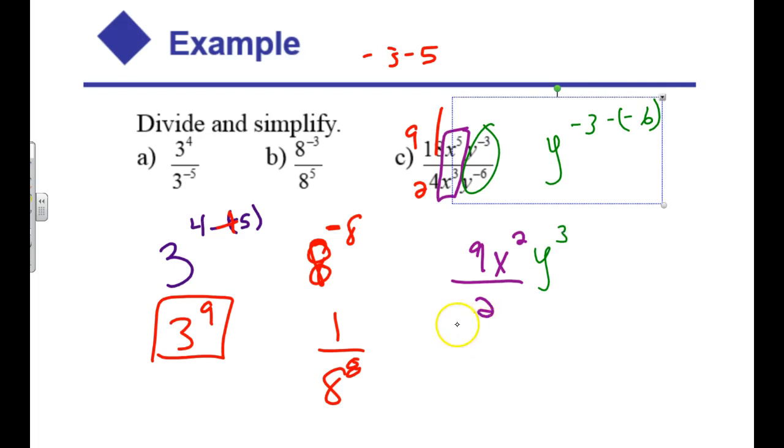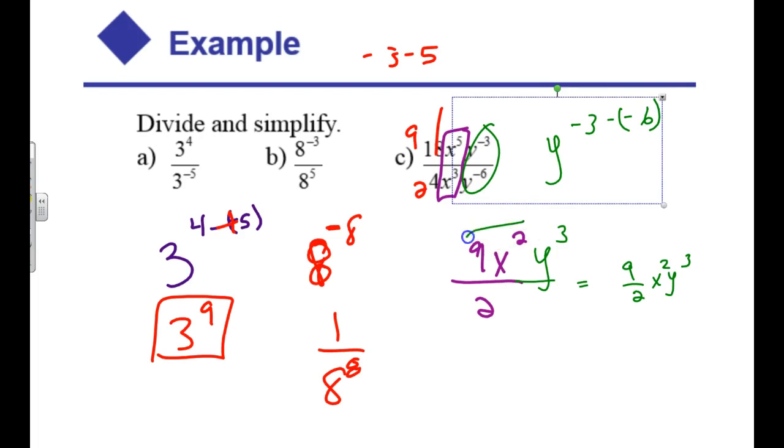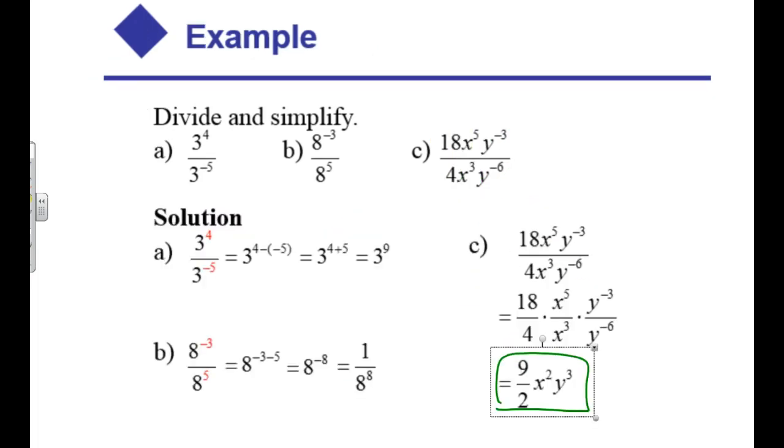And I'll probably leave the answer like this, but I want you to recognize that this is the same thing as 9/2 x squared y cubed. Let's see how the author put it up front too. So you could leave it either way. You can leave all this in the numerator and leave a 2 in the denominator. That works as well.